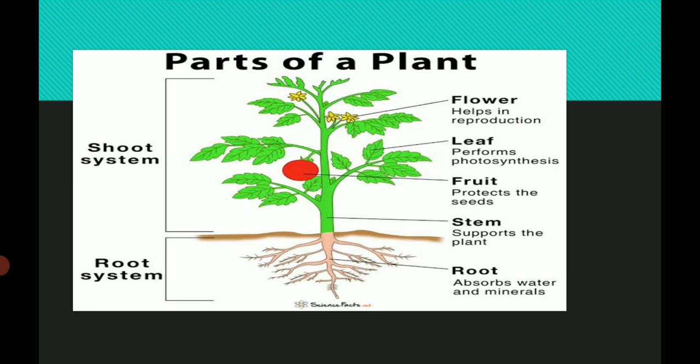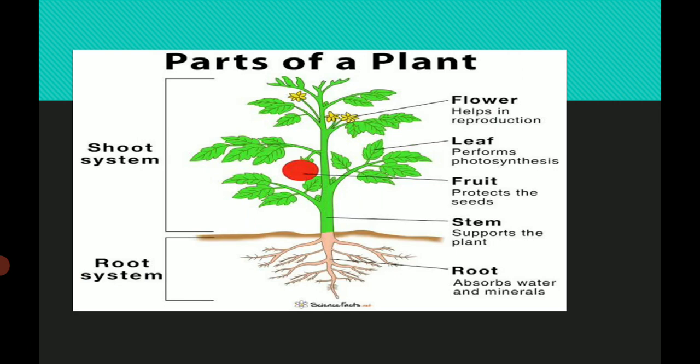Leaf is also very important for the plants. Leaf helps the plants to make food, and this process is called what? Photosynthesis. Photosynthesis is the process by which plants make their own food. So leaf is called the kitchen of the plant.